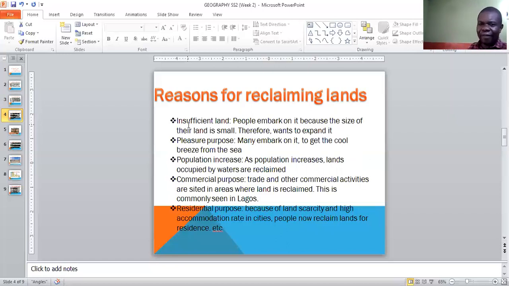Those who now want to settle near the sea, these people will reclaim that land that was useless, that people were running away from. Another one is population increase, like I've told you.